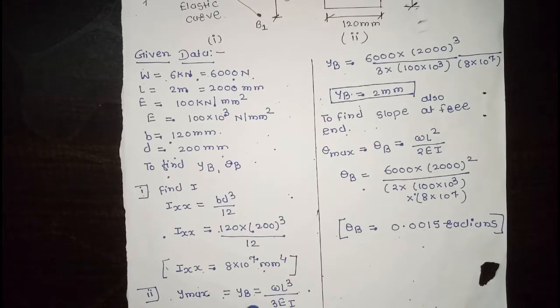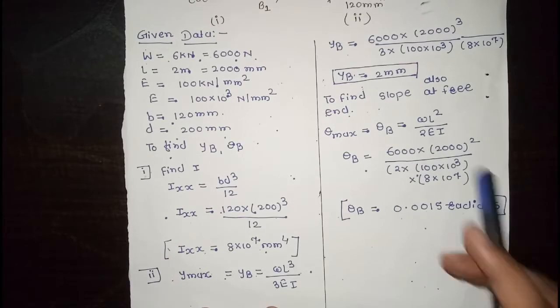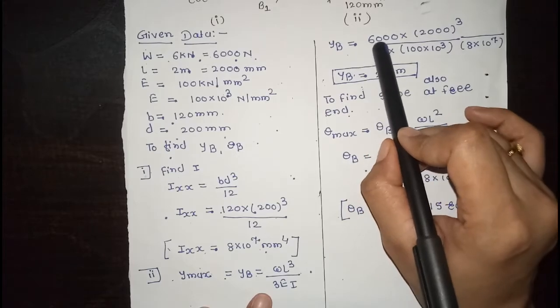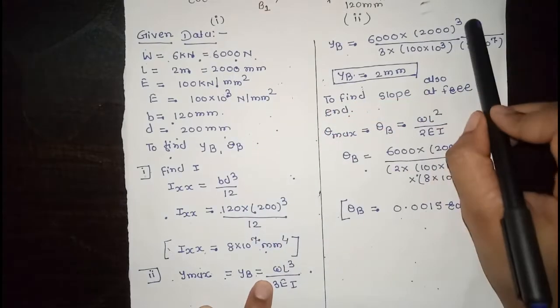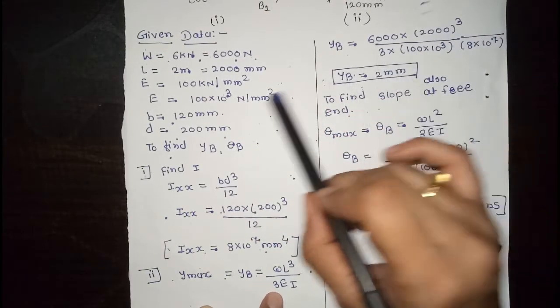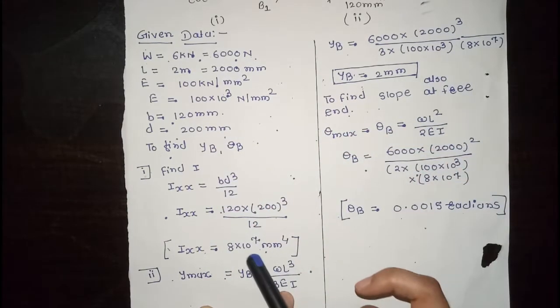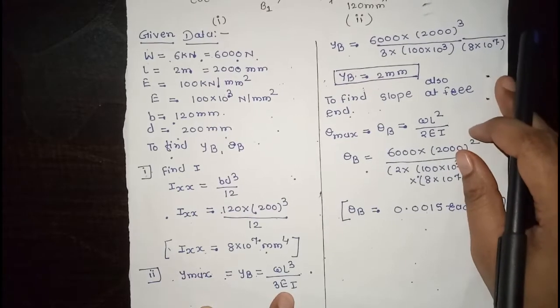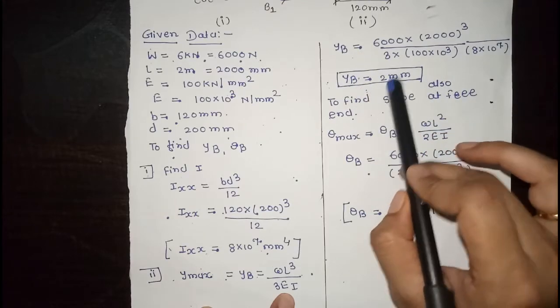So Ymax, or Yb, what is the formula of Ymax for a cantilever beam with point load? WL cube divided by 3EI. Okay, so calculate Yb, put the values. What is the value of W? 6000 into L 2000 cube divided by 3 into E, 100 into 10 cube, into I, 8 into 10 to the power 7 mm raised to 4. So Yb is equal to 2 mm.